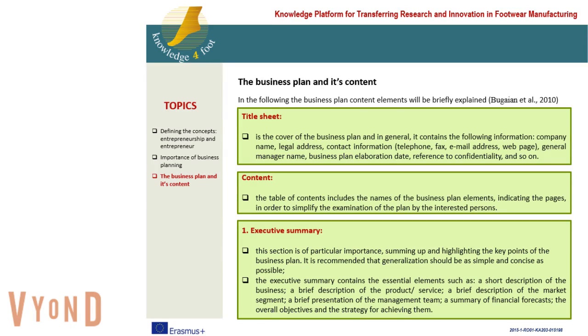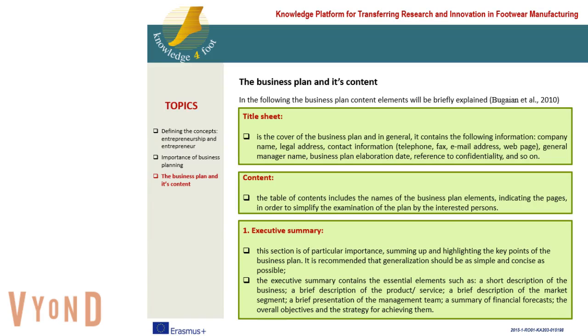1. Executive summary. This section is of particular importance, summing up and highlighting the key points of the business plan. It is recommended that the generalization should be as simple and concise as possible. The executive summary contains the essential elements such as a short description of the business, a brief description of the product or service, a brief description of the market segment, a brief presentation of the management team, a summary of financial forecasts, the overall objectives and the strategy for achieving them.